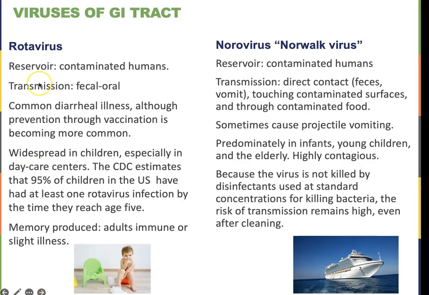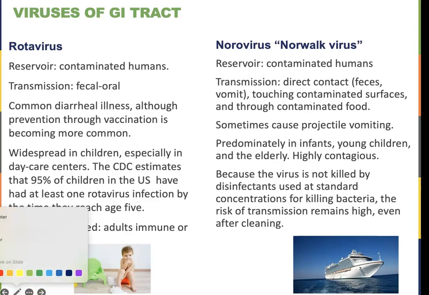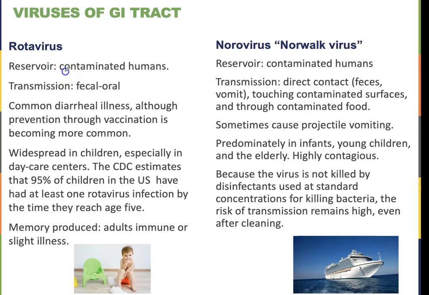So for rotavirus, this is a really common infection for kids. You can see that's fecal oral, and the reservoir are other humans. Very, very common among children, although now there's a vaccination, so it's going to go down. The CDC thinks that like 95% of the children have had at least one rotavirus infection by their 5 years old. And then there is memory produced with this infection, and adults are either immune or they have a slight illness. So this is our little picture of a child because this is more of a childhood diarrheal illness.